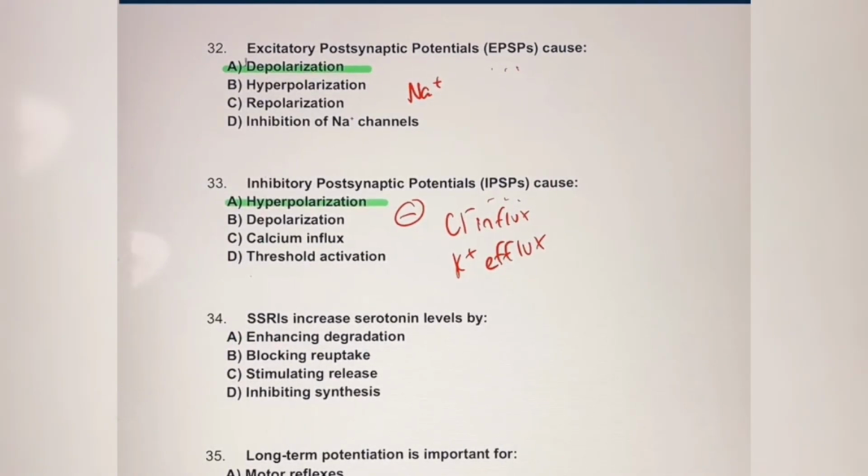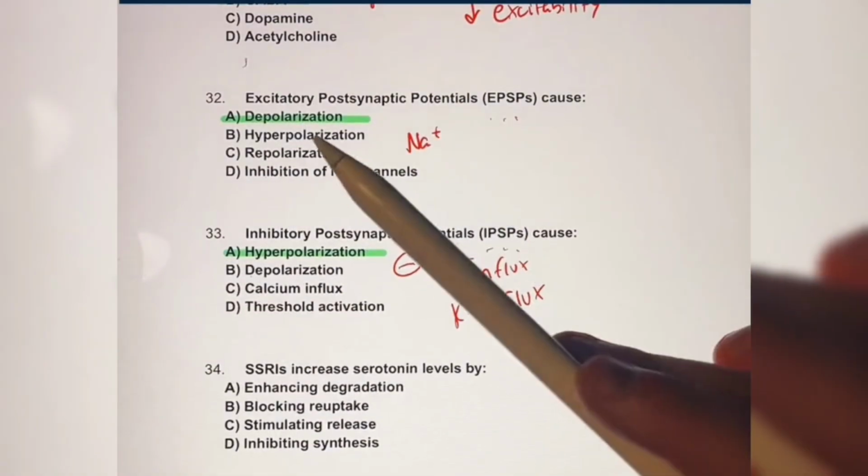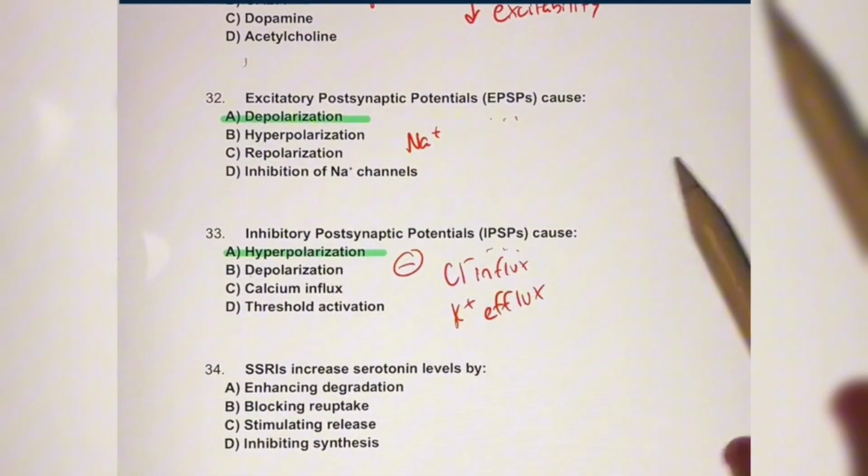That moves the potential away from threshold. That inhibits the action potential. It is basically just the opposite. Remember, excitatory depolarization, inhibitory hyperpolarization.